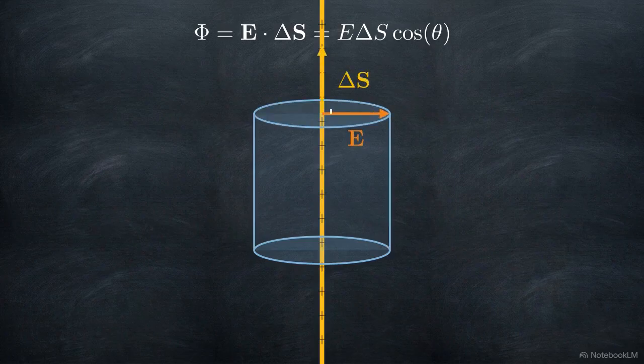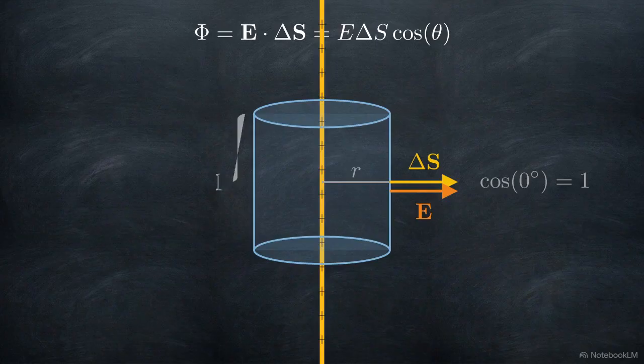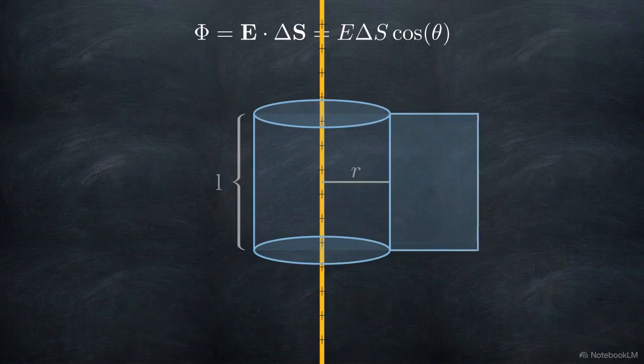On the flat top cap, the area vector is vertical, while the electric field is horizontal. They meet at a 90-degree angle. Since the cosine of 90 degrees is 0, no electric flux passes through these end caps. On the curved side of the cylinder, the area vectors and the electric field vectors both point radially outward. They are perfectly parallel. The cosine of 0 degrees is 1.